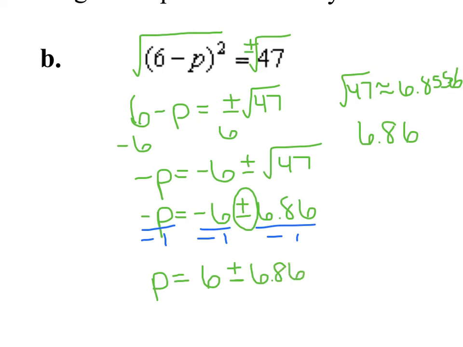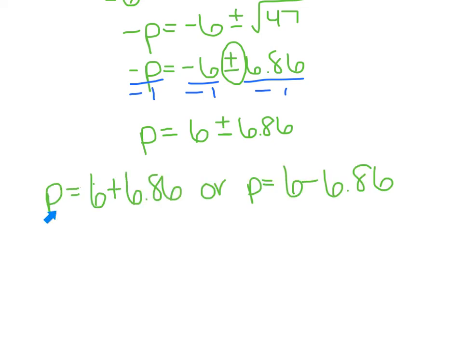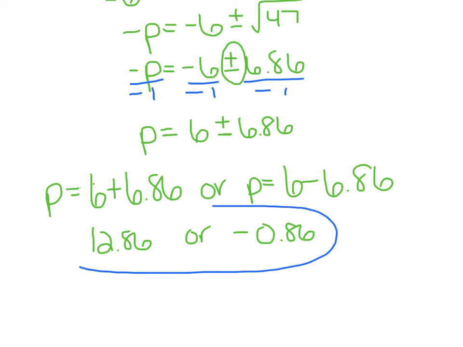All right, so now we have to separate into our two equations. I went ahead and wrote it out. We've got p equals 6 plus 6.86, or p equals 6 minus 6.86. Here, if I add these two together, I'm going to get 12.86, or over here, if I subtract, I'm going to get negative 0.86. And those would be my two answers for this equation.